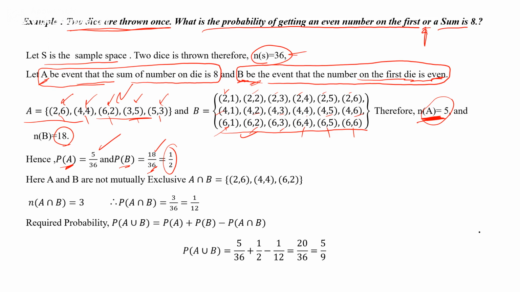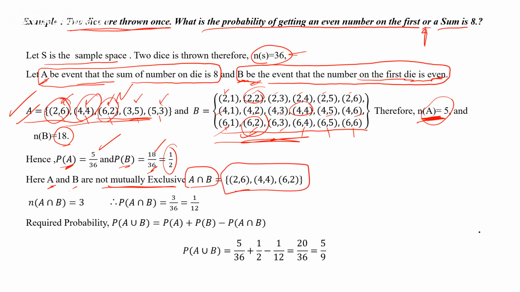Here we have two events, A and B. These two events are not mutually exclusive, because when we take A intersection B, there are some common elements, that is 2 6, 4 4 and 6 2. So these three elements are common. So we can say A and B are not mutually exclusive, or sometimes we say they are not disjoint. Hence A intersection B has three elements. Now the probability of A intersection B is 3 by the total number of elements in the sample space, 36, so we get 3 by 36, that is 1 by 12.